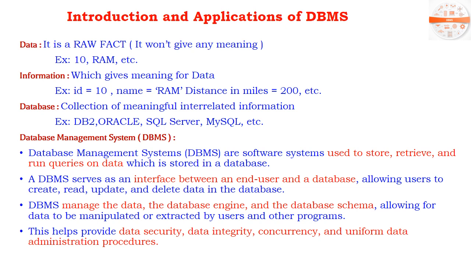What is data? It is a raw fact. It won't give any meaning. For example, 10. It may be a number or it may be an age or it may be anything, right? And it may be a name or anything. Coming to the information, which gives the meaning for the data. For example, ID equal 10. That is the meaning for the value. And name equal Ram. And distance in mile equal 200, etc.